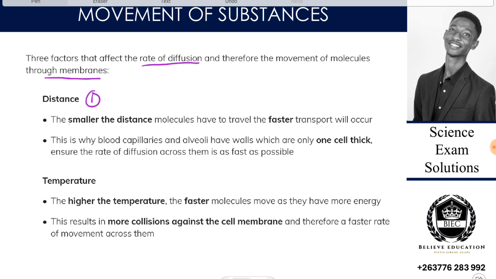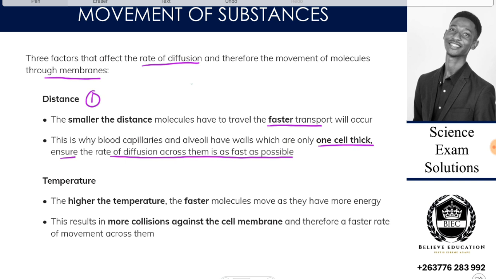So the first one we have looked at is distance. So the smaller the distance the molecules have to travel, the faster the transport. This is why blood capillaries and alveoli have walls which are 1 cell thick to ensure the rate of diffusion across them is as fast as possible. So what we are saying is that it is the distance travelled by the molecule.